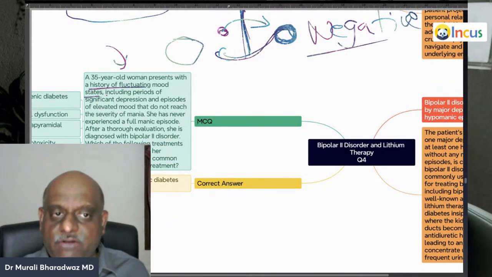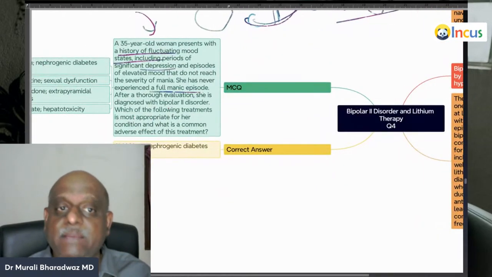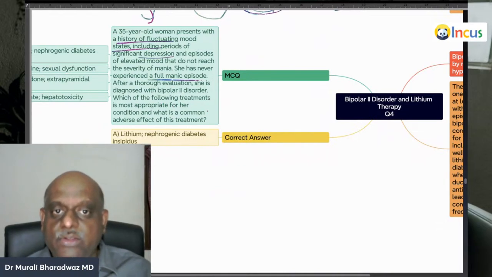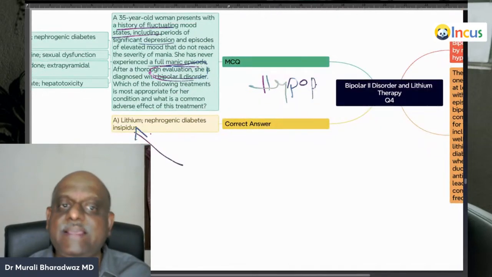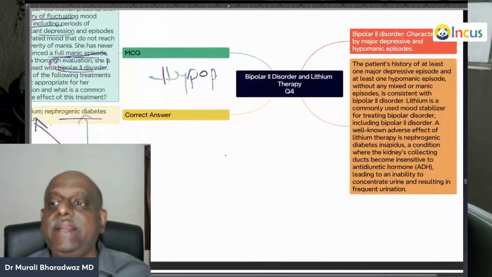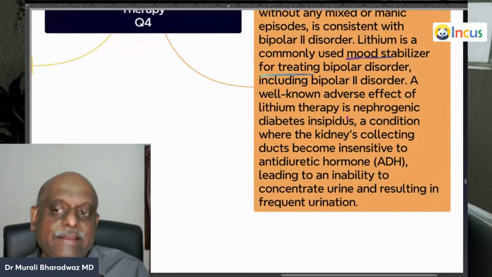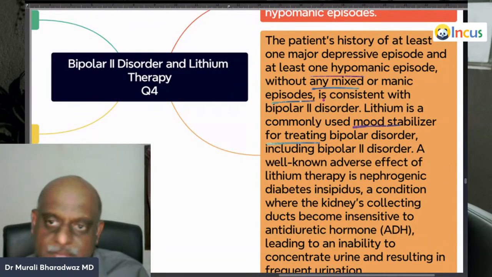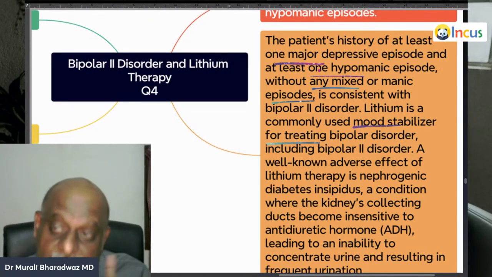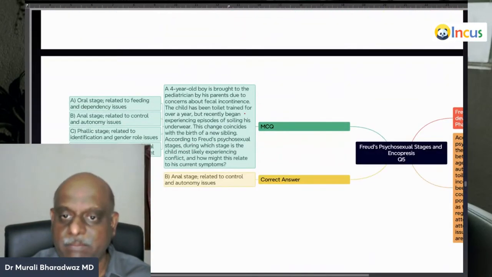A 35-year-old woman presents with history of fluctuating mood states including significant depression. She never experienced a full manic episode. So it is called hypomanic episode. It's called bipolar 2 disorder and treated with lithium. Lithium's main side effect is nephrogenic diabetes insipidus. So lithium is a common mood stabilizer for treating the bipolar disorders. And at least one hypomanic episode without any mixed or manic episodes, and one major depressive episode defines the bipolar 2 disorder is what you need to remember.